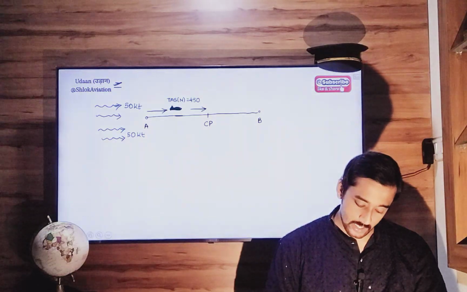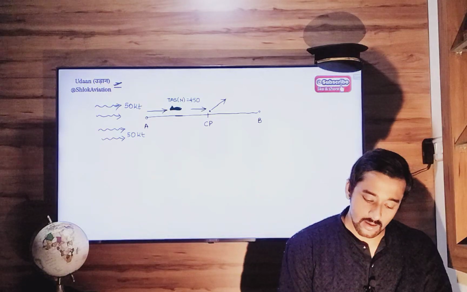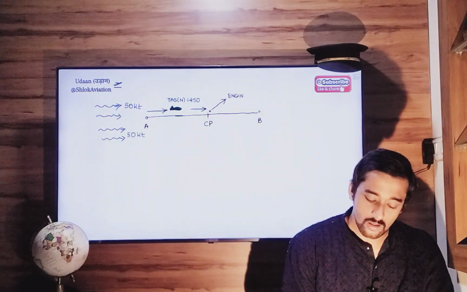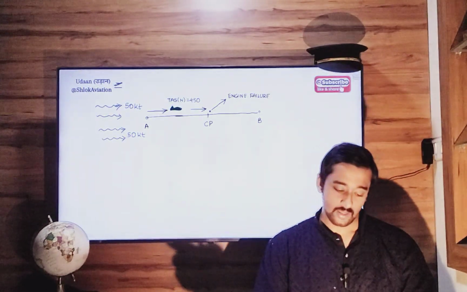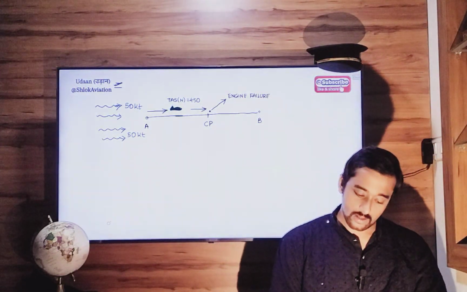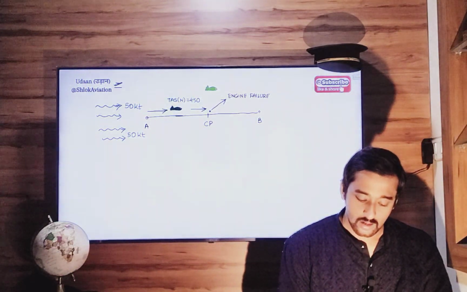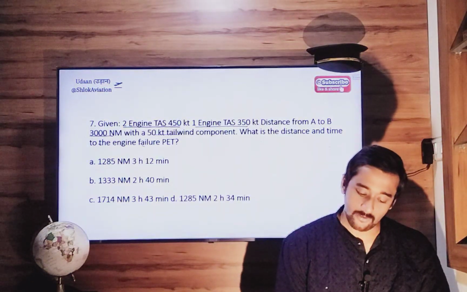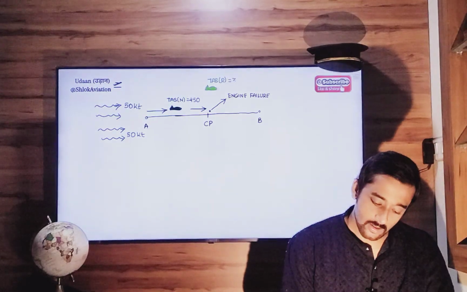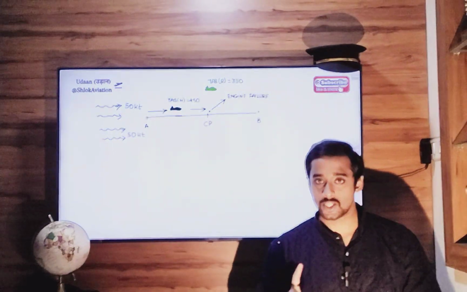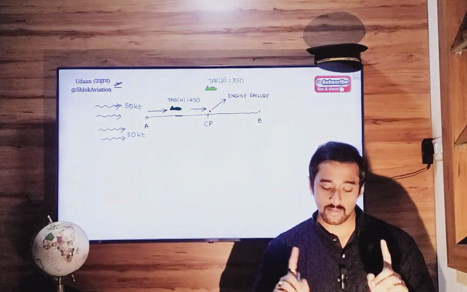But at this critical point, you experience engine failure. Now the speed of your aircraft will be TAS 350, reduced speed. Now you are going to make a decision whether to continue to your destination or come back to your departure. Either way, the time is going to remain the same.